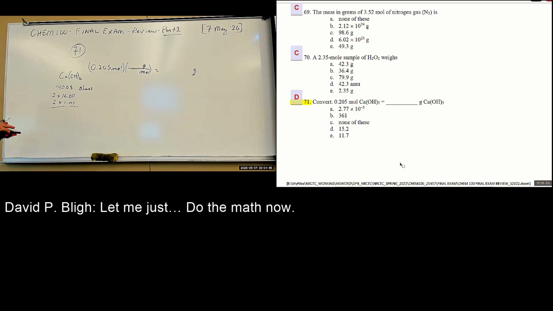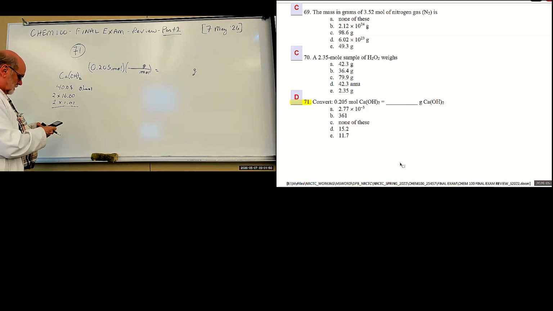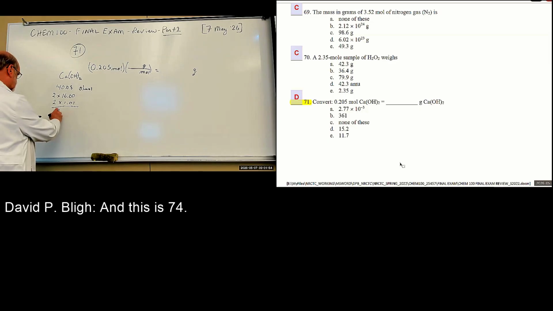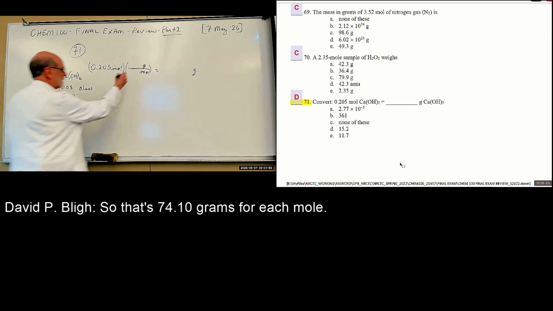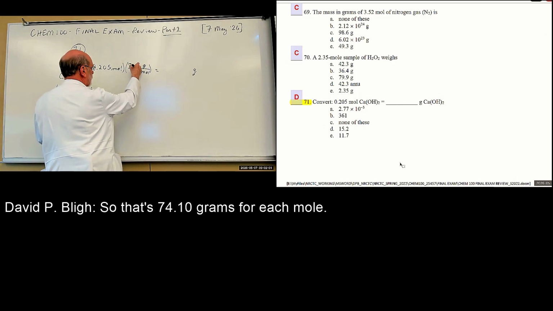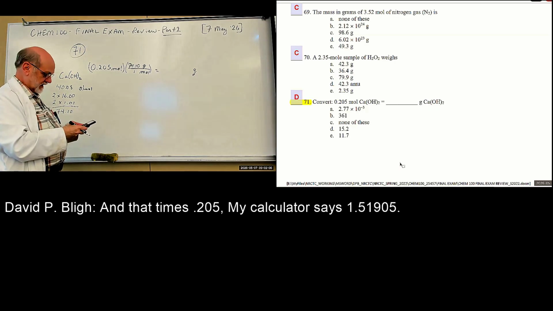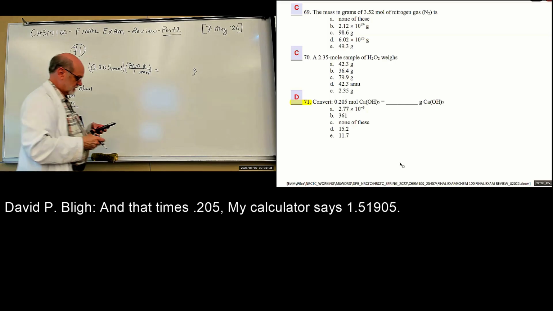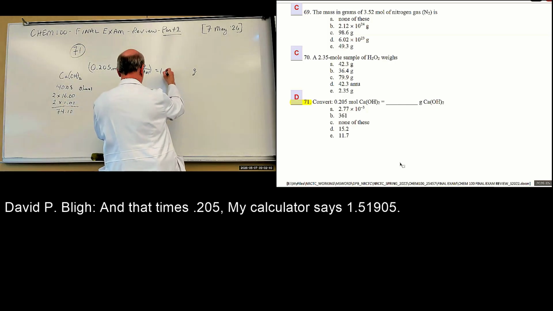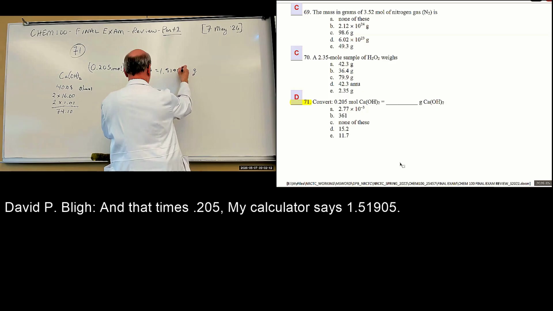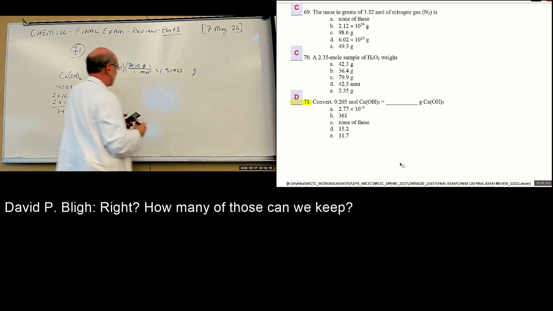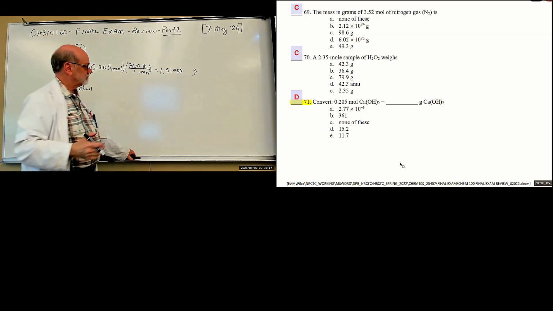We just do the math now. And this is 74.10, so that's 74.10 grams for each mole. And that times 0.205, my calculator says 1.51905. How many of those digits can we keep?